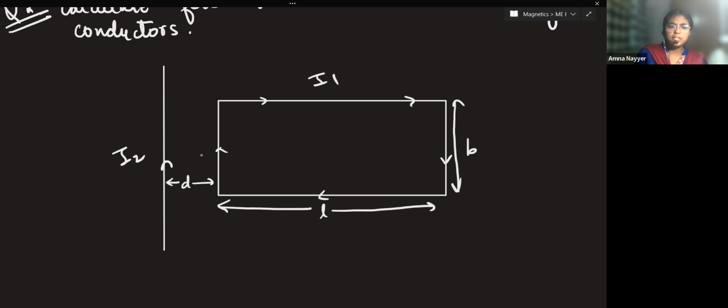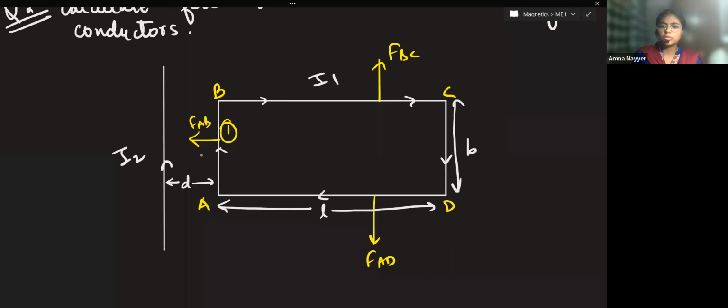Let's break it into segments A, B, C, D. Now, if you just look at the AB segment, this is the first segment, the currents are in the same direction. This will attract, FAB. Now, regarding the forces FBC and FAD, they'll cancel each other, because both will have the same magnitude with opposite signs. So they'll have a zero value. So 2 and 4 will cancel each other.